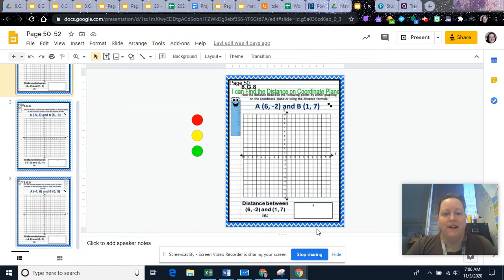Hi, I would like to explain to you how to do pages 50 to 52 in your notebook. This time I put the goal in there because we didn't have a lot of space up there. So I can find the distance on a coordinate plane.